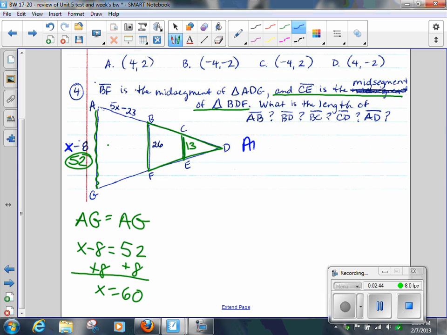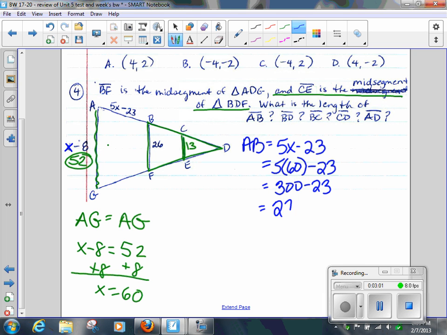AB is 5x minus 23. We'd already solved for x as 60, so you're saying take 60 and substitute it for x. 5 times 60 is 300, minus 23 is 277 millimeters. These numbers don't make any sense, but who made it up? I did. That's why they don't make any sense, okay? Did I do the problem correctly, though? Yes, I did the problem correctly, so I know that I'm on the right track.